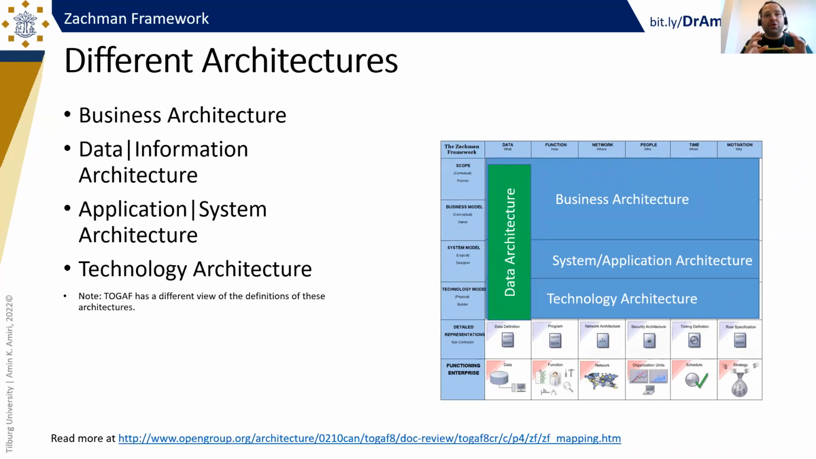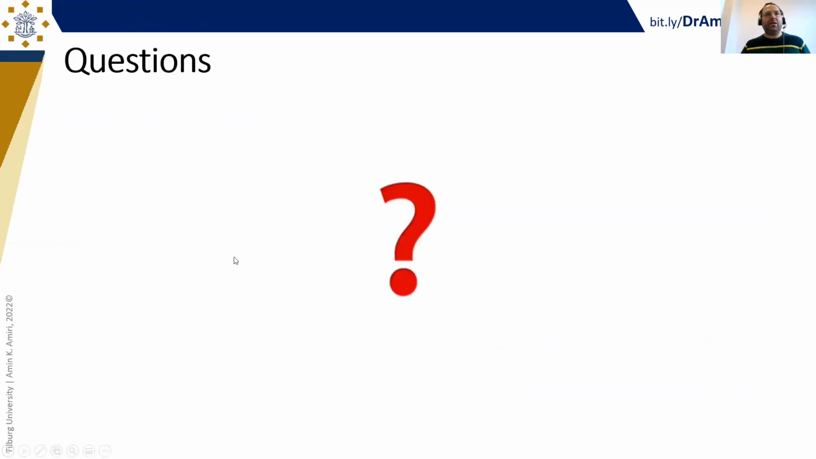Zachman says that if you want to describe a business, you need to create all these models for the current status. You want to achieve a desired status, again, use all these models to describe that favorite status of the organization or information systems. So with that, we are at the end of this presentation. If you have any questions, please let me know. Let me stop the record.